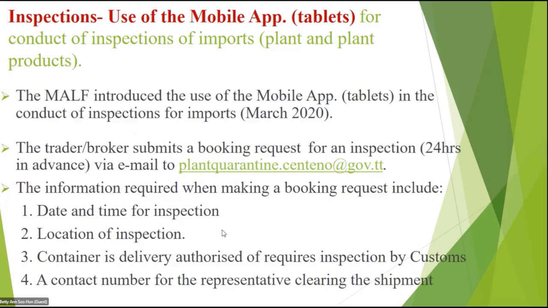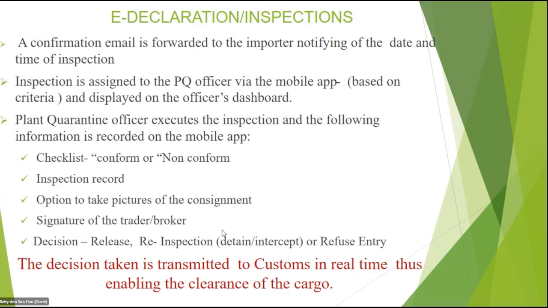The trader or broker submits a booking request for an inspection 24 hours in advance via email. The email address is plantquarantine.centeno@gov.tt. The information required when making a booking request includes the date and time of the inspection, the location of the inspection, whether the container is delivery authorized or if it has to be inspected along with customs or any other agency, and a contact number for the representative clearing the shipment. A confirmation email is forwarded to the importer notifying them of the date and time of the inspection.